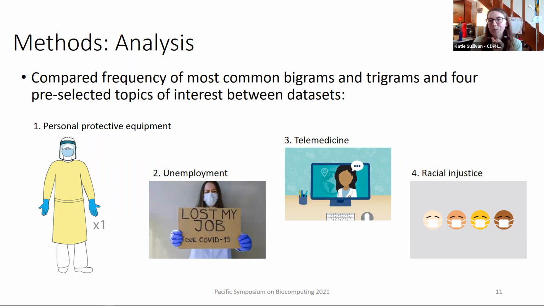And with the help of an experienced hospitalist physician, we also identified 4 specific topics that were recognized to be important within physician and public discourse. And those phrases were personal protective equipment, unemployment, telemedicine, and racial injustice. We measured the frequency of these topics and the sentiments of tweets containing phrases related to these topics.